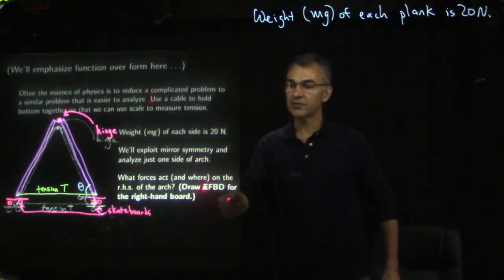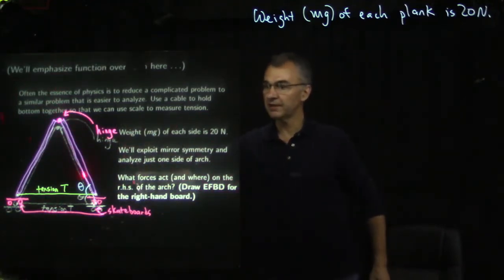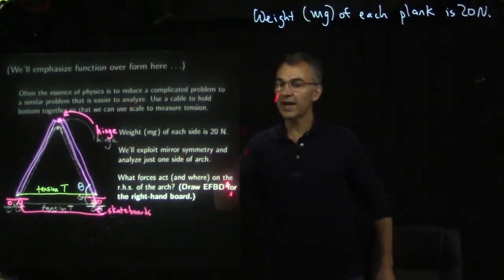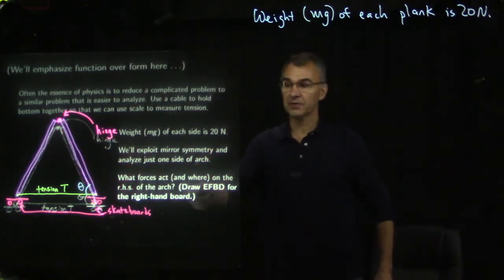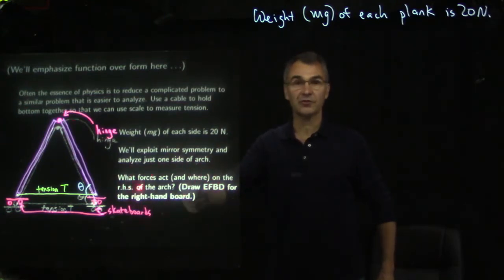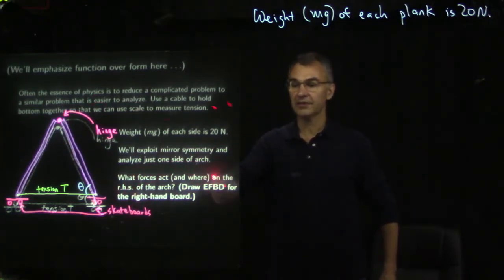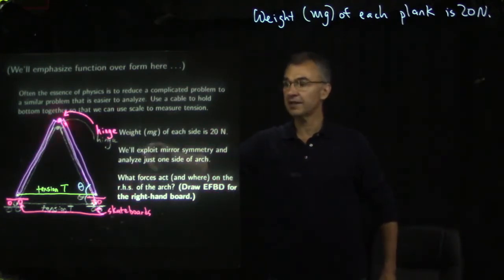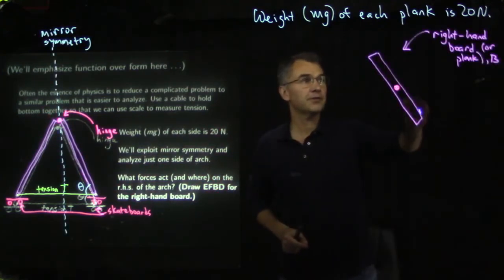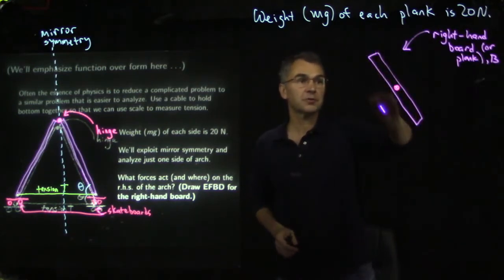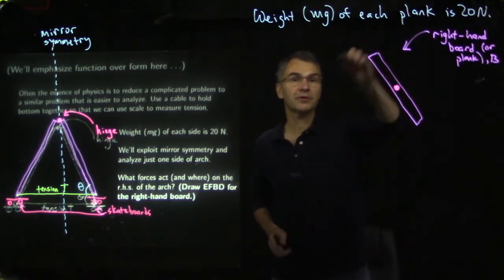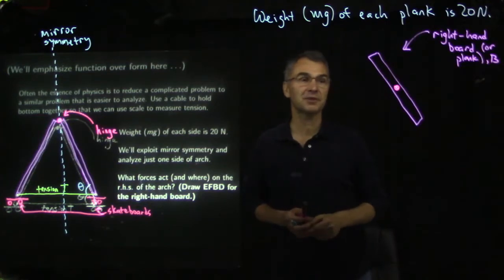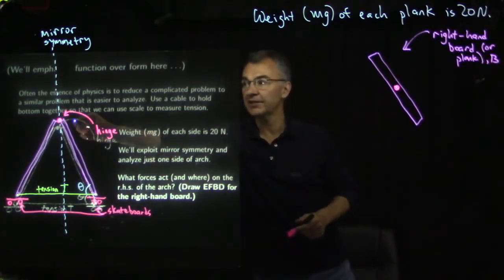So if we draw an extended free body diagram for the right-hand plank, what forces act and where do they act? So let's figure out the forces. Let's figure out the points of application of those forces, and let's figure out the line of action of each force that acts on the right-hand side of the arch. And we will do that as part of drawing an extended free body diagram for the right-hand plank. So here is the right-hand board or plank. I guess I'll call it B for board. We could have called it P for plank. Let's call it B for board. And then we can call this H for hinge.